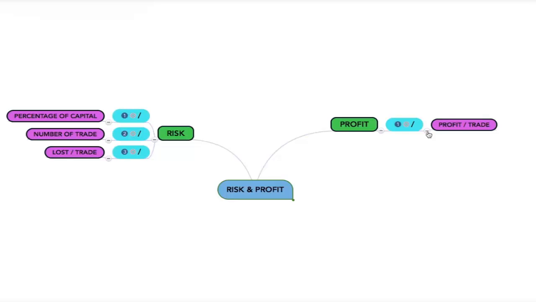There is no holy grail. You have to decide by yourself. Remember, you are trading with your own money. And of course, you can adjust if the market conditions do not allow you to reach your targets.